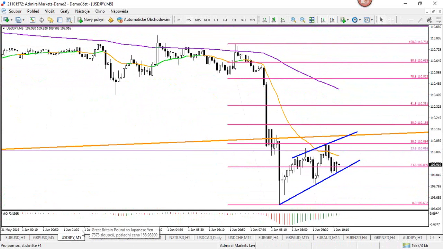In the meantime, does anyone else have a particular favorite pair that they would like to look at besides these 3 majors? Does anyone have a question about the wave analysis that we just looked at?